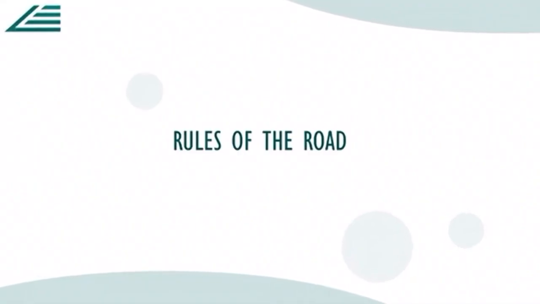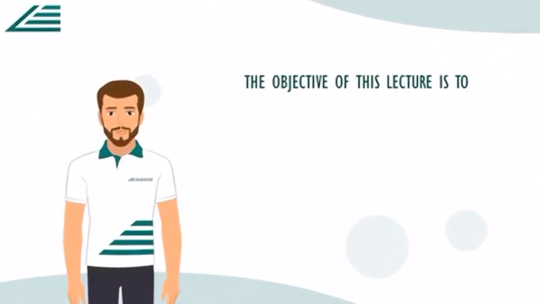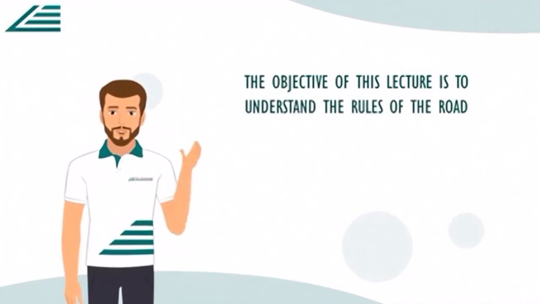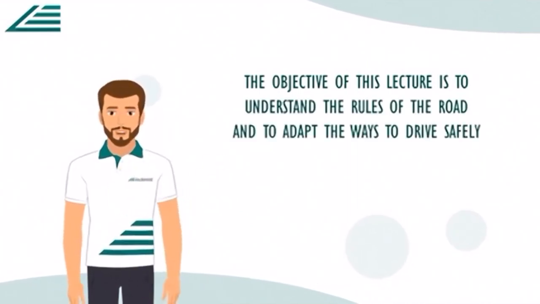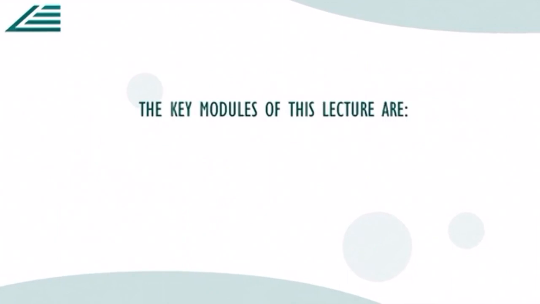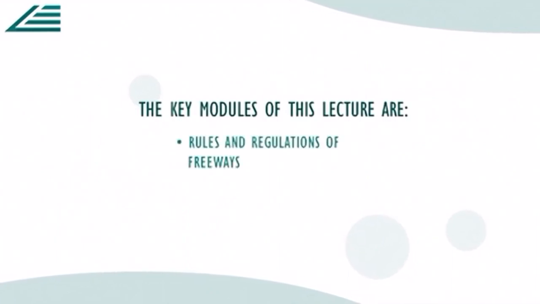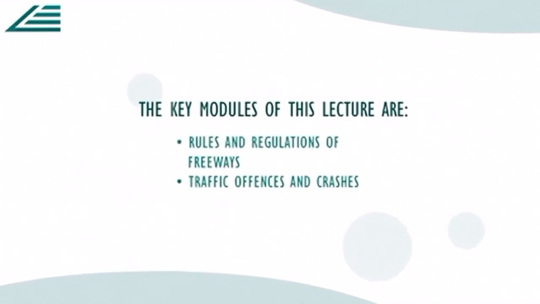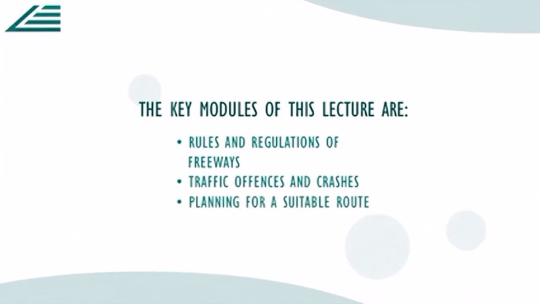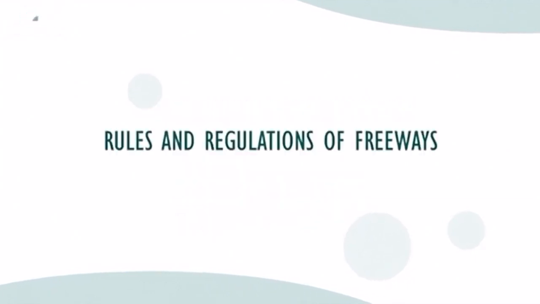Rules of the road. The objective of this lecture is to understand the rules of the road and to adapt the ways to drive safely. The key modules of this lecture are rules and regulations of freeways, traffic offences and crashes, planning for a suitable route, eco-friendly driving. We will start from the first module, rules and regulations of the freeways.